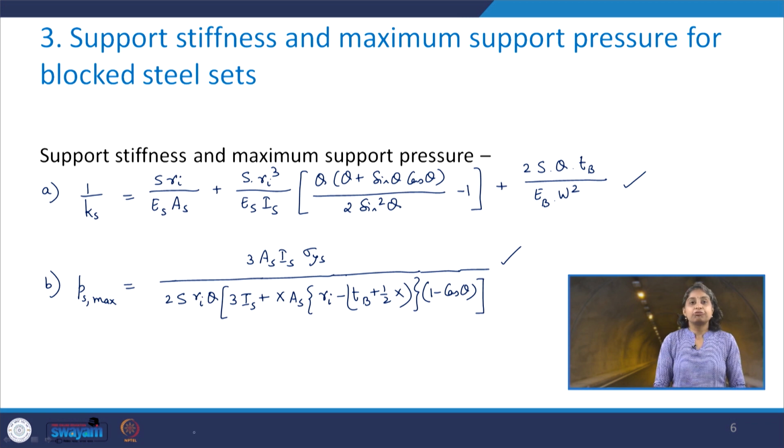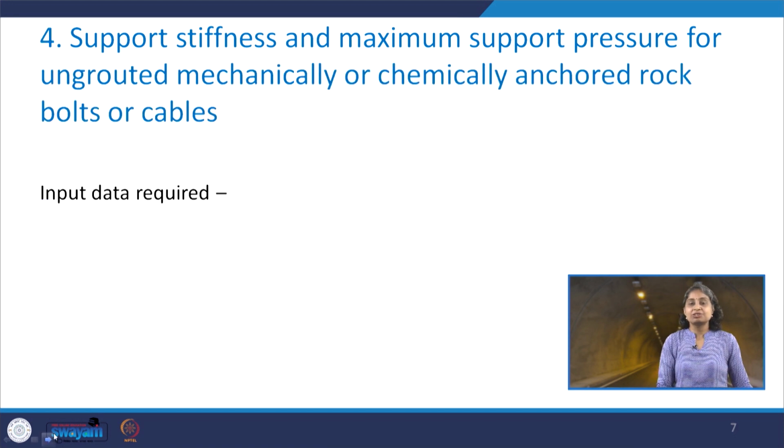Let us go to the fourth step of this calculation sequence for the analysis. So, here we deal with the support stiffness and maximum support pressure for ungrouted mechanically or chemically anchored rock bolts or cables. As usual, as we did in the case of shotcrete and the blocked steel sets, we will need the input data for the determination of support stiffness and the maximum support pressure for ungrouted rock bolts. So, let us take a look at what all data we need.